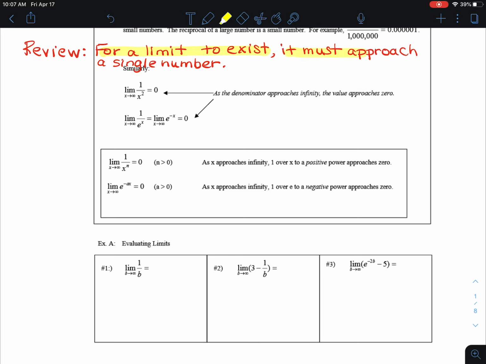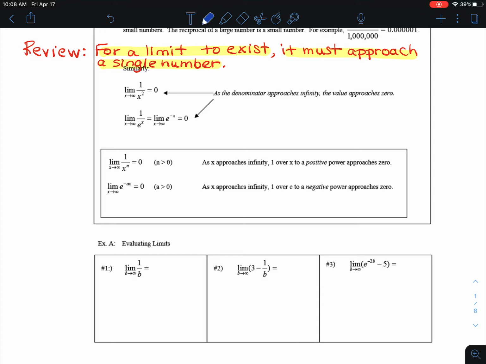One is it has to be approaching a single number. So if it just keeps growing and growing, and maybe it's approaching infinity, or maybe it's approaching negative infinity, infinity and negative infinity are not single numbers, so that would definitely be a reason that you would say this limit does not exist because it's not approaching a single number. The other requirement was that the left and right hand limits have to agree. That's not something that's going to be applying with these problems.